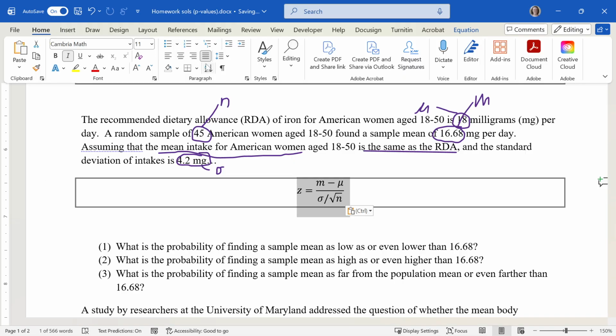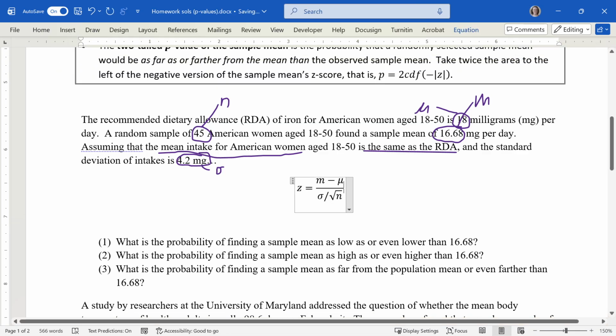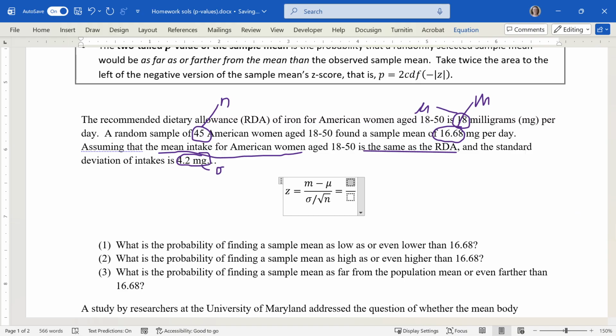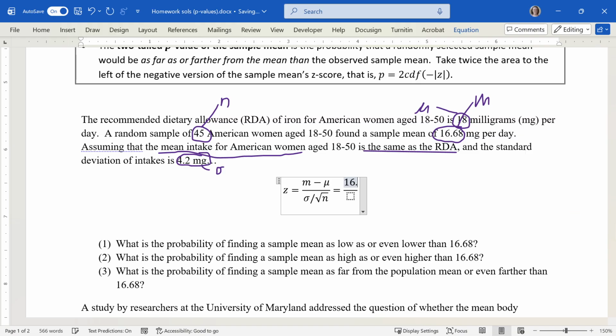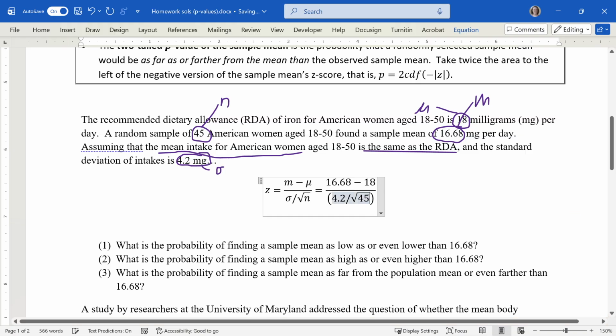Let me unbox this. Yeah, an unboxing video. You thought it would be exciting and I would unwrap a present, but it was an equation. Okay, so m, our sample mean, is 16.68 minus the population mean, which we were told to assume is 18. And then on the bottom of the fraction, we have another fraction, a fraction under a fraction, a stack of fractions. How exciting. We were told to assume standard deviation is 4.2, and we divide that by the square root of the sample size, which is 45.